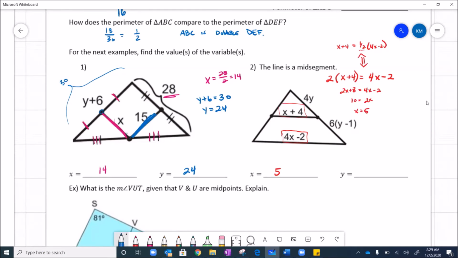You might say, oh, we haven't talked about the sides a whole lot. We haven't, but they did tell us that this is a midsegment. So our definition of midsegment is that it must connect 2 midpoints. And so that means we know something about this side that they didn't necessarily dive into a whole lot. So that 4y must be the same as 6y minus 1. So 4y equals 6y minus 6. 2y equals 6. Y equals 3.